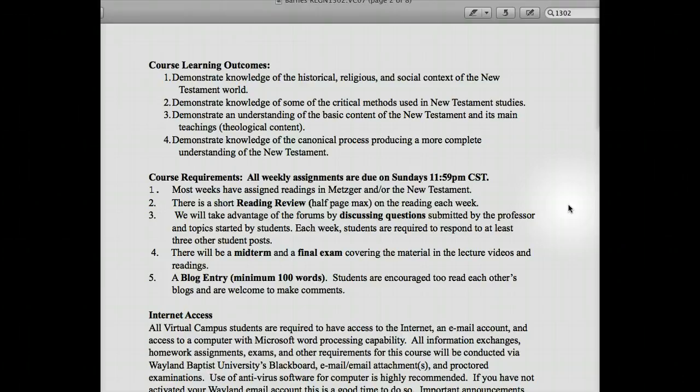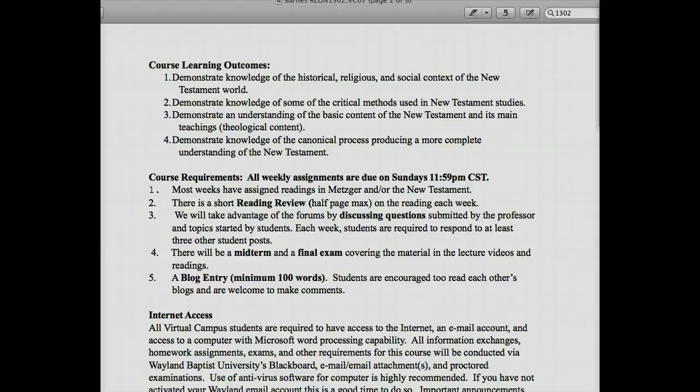So a blog entry is required every week, just 100 words. And you do that last. You're reflecting on what you've learned in the week, or the discussion, or the questions that I asked, or any portion of the course that just had caught your attention. Just write a few sentences about it.